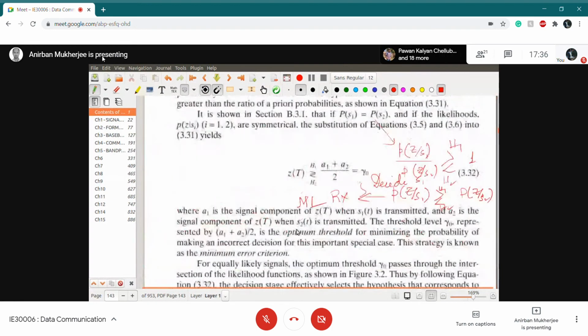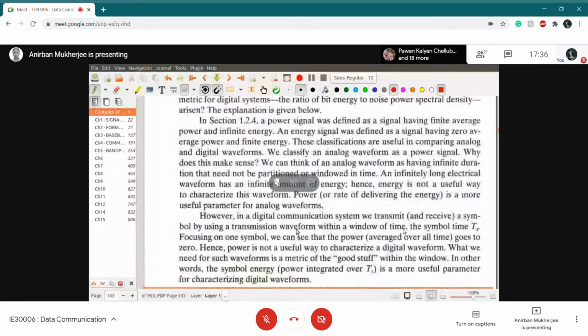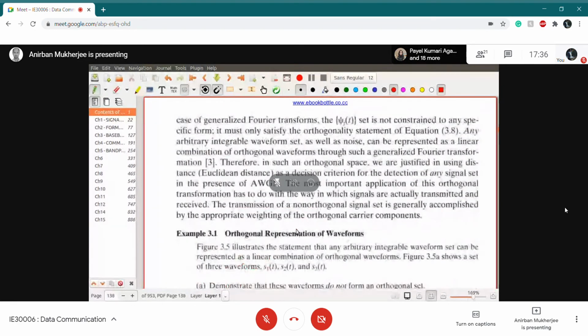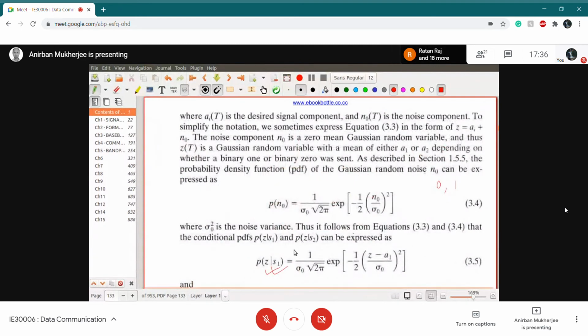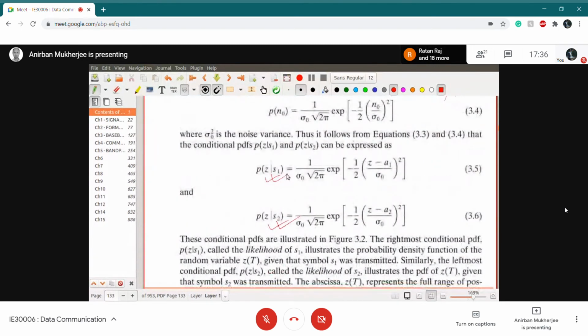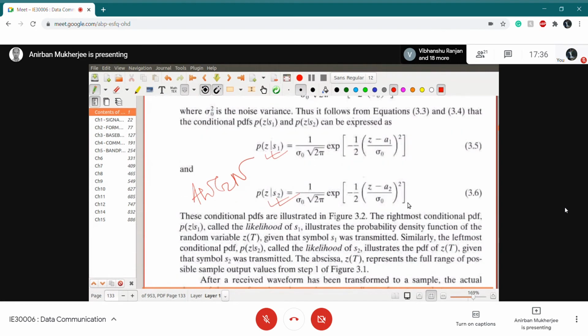You remember A1 and A2, from the previous class, where we talked about the probability of Z given S1 and the probability of Z given S2 for the AWGN case. So if I put this term greater than or equal to the other term, the sigma 0 root 2 pi and the e to the power terms cancel, with minus half times (Z minus A1) whole square by sigma 0, sigma 0 is also 1, against (Z minus A2) whole square, and so on.